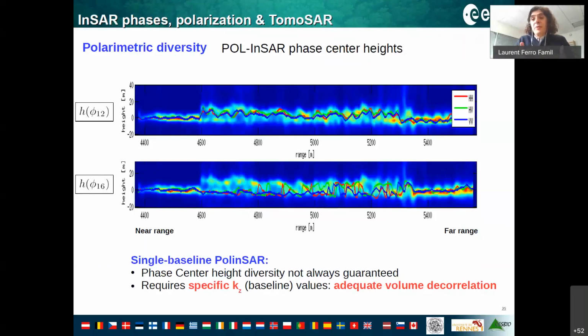You cannot find a polarization for which the center is high in the air or high in the volume, and the opposite here. When the baseline is too small, in fact, you cannot find a polarization for which the ground becomes dominant in terms of correlation. So you need to choose your KZ value carefully. And this is what was published by our colleagues from DLR some time ago. They didn't use this tomographic analysis, but they say basically the same thing.